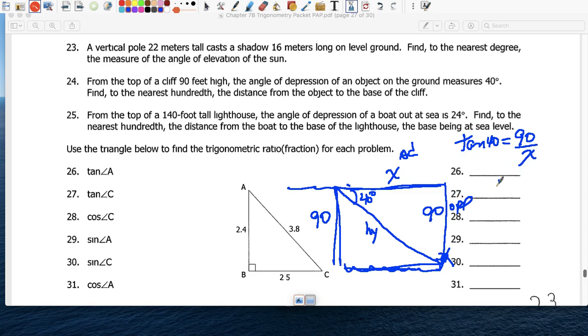Cross multiply, we get tan of 40 times X equals 90. We're going to divide both sides by tan of 40. And X equals 90 divided by tan of 40. Let's put that in the calculator, make sure I'm doing this okay. 90 divided by tan 40, and the magic number is 107.26.